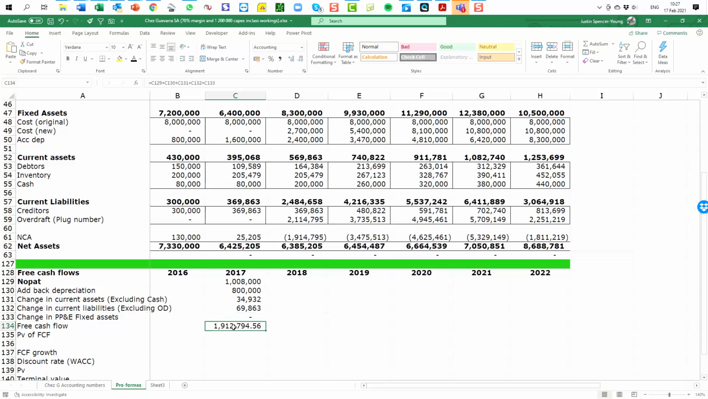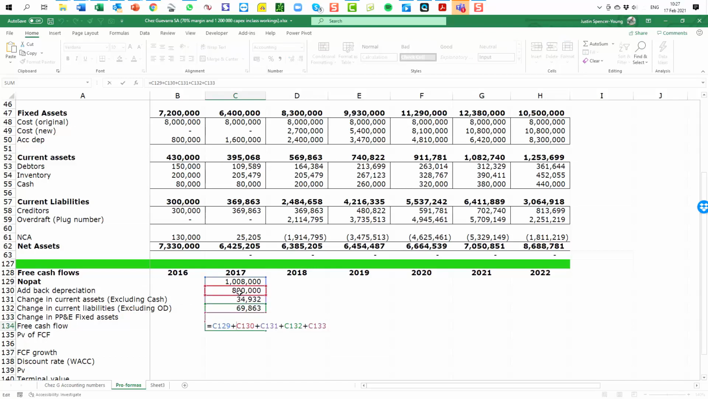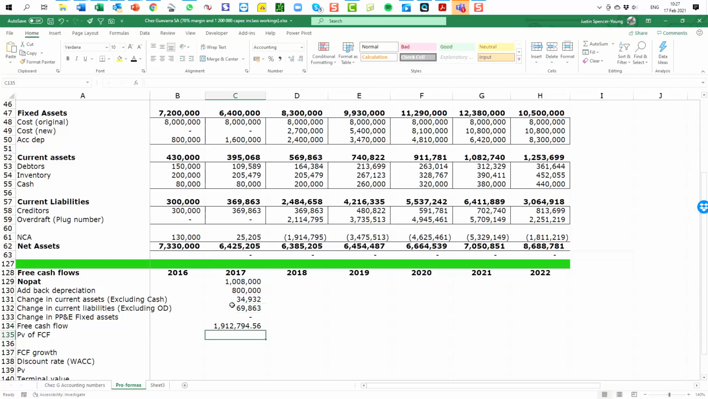All right, so now my calculation here for the free cash flow is simply to add up all these numbers above. I've structured my free cash flow so that the sign at the front of the number represents whether it's cash in or cash out. So add all those up, and it turns out that in 2017 the free cash flow was 1.9 million and some change. That is historical. That is before our current point in time, which is 2018.